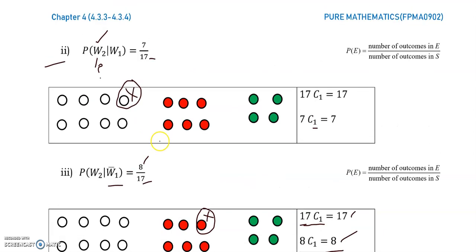Now you see here the probability of W2 given W1. Here the first ball drawn is white. This is the condition. Under this condition, what is the probability that the second ball is white? This is 7 by 17. Now here the first ball drawn is not white. Under this condition, what is the probability that the second ball is white, W2? That is 8 by 17.